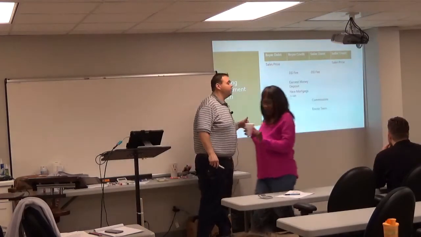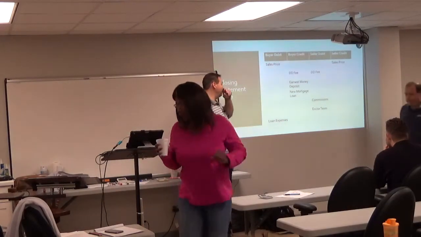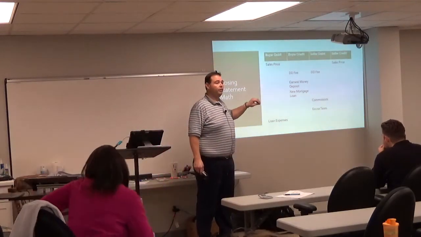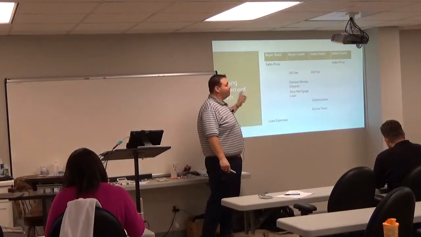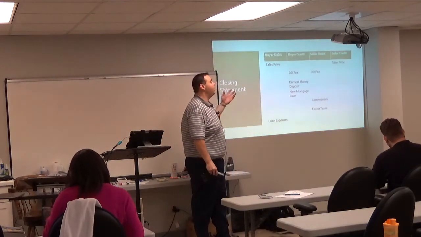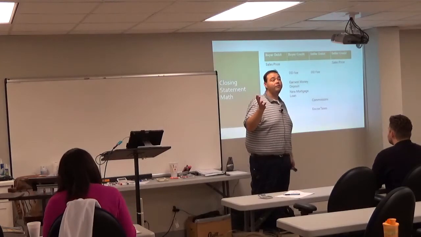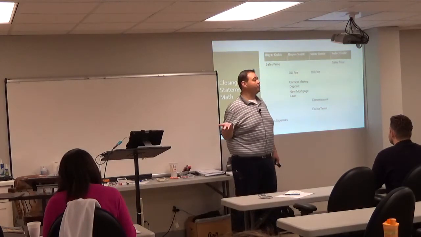So, for example, the sales price, the top line right there. Notice it shows up in two columns. Think about it from both parties' perspectives. Who does it impact? The sales price impacts both of them, so it's got to go on both sides.